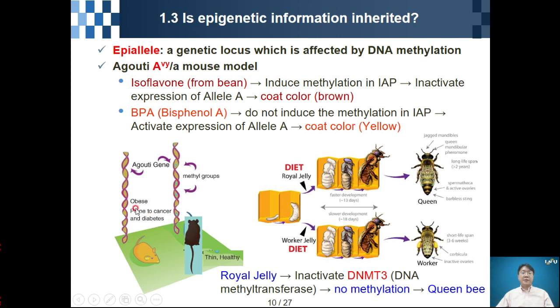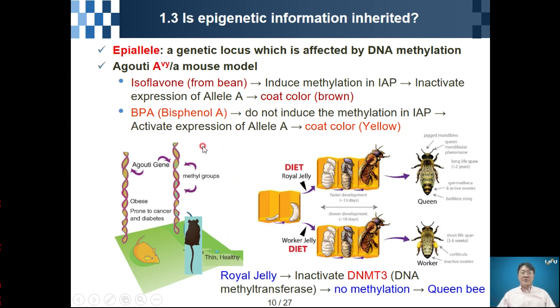But when the large A allele is activated, it also has another effect. The mice will become very obese. These mice are prone to cancer and diabetes. So the mice which have a yellow coat color are very obese and also prone to cancer and diabetes. When the coat color is brown, they are very thin and healthy. So this is one example of an epiallele.